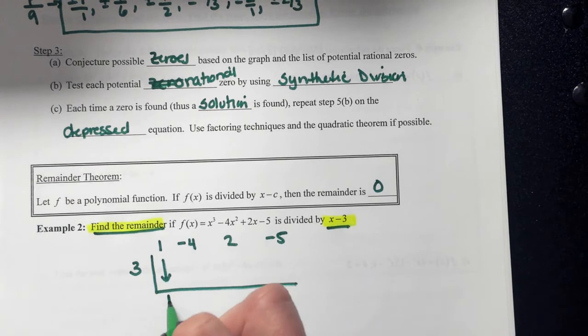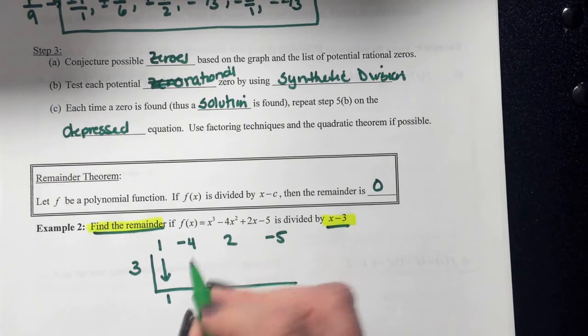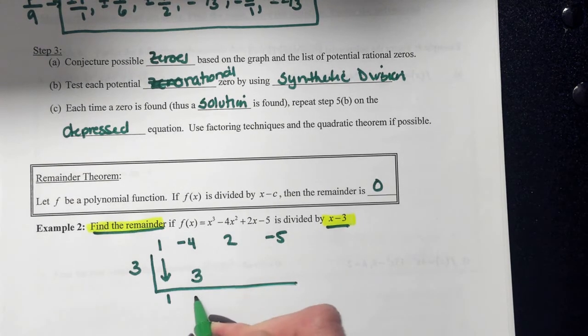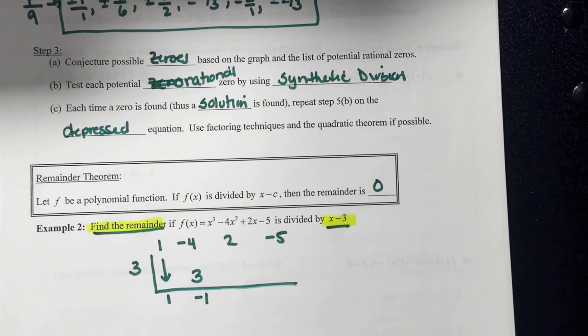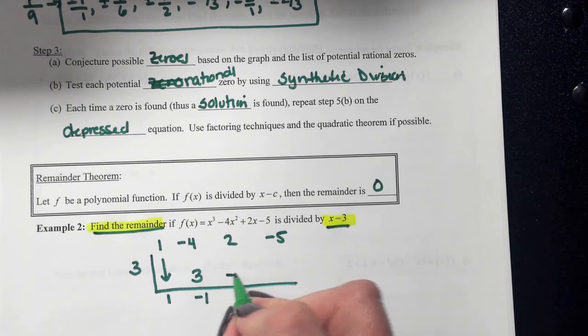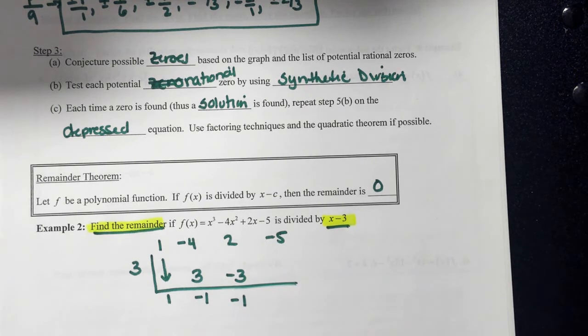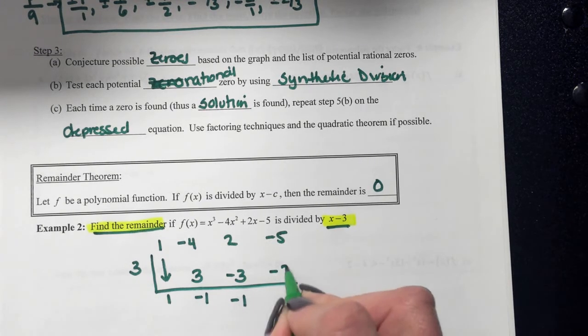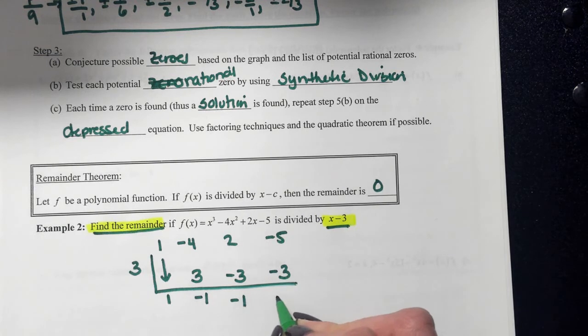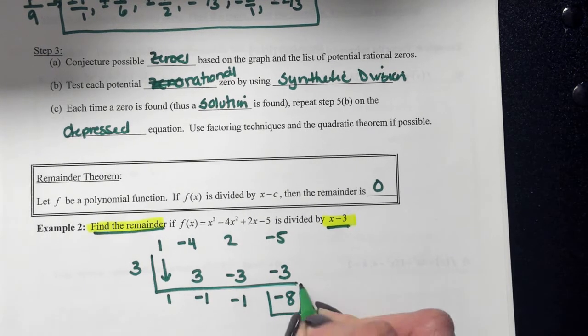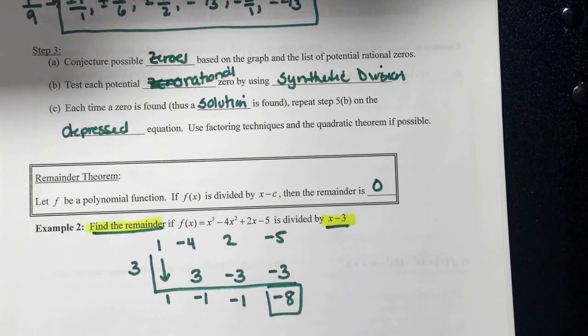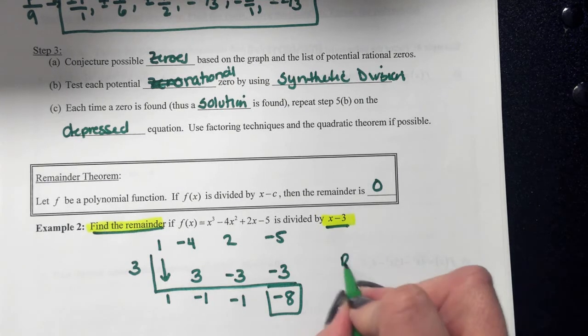Bring down 1. 3 times 1 is 3. -4 plus 3 is -1. 3 times -1 is -3. 2 plus -3 is -1. 3 times -1 is -3. -5 minus 3 is -8. So what is my remainder? My remainder is just -8.